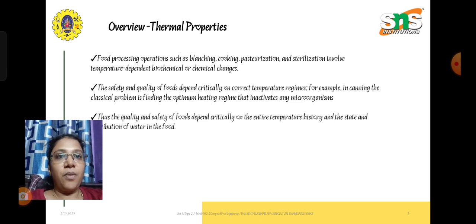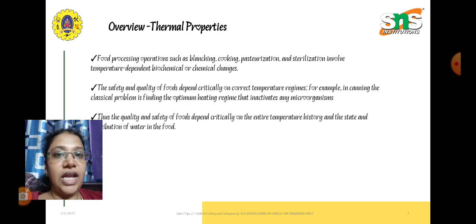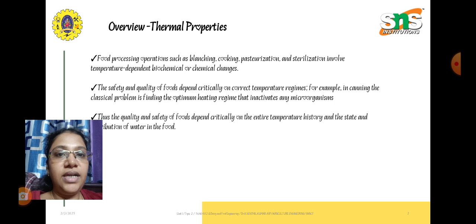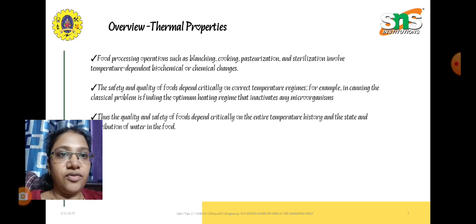So thermal properties, when we look into it, from the term itself we can relate it to heat. Most of the processing operations like blanching, cooking, pasteurization, sterilization all involve temperature-dependent biochemical or chemical changes during the processing operation. So the safety and the quality of the foods will depend critically on the correct temperature profiles.